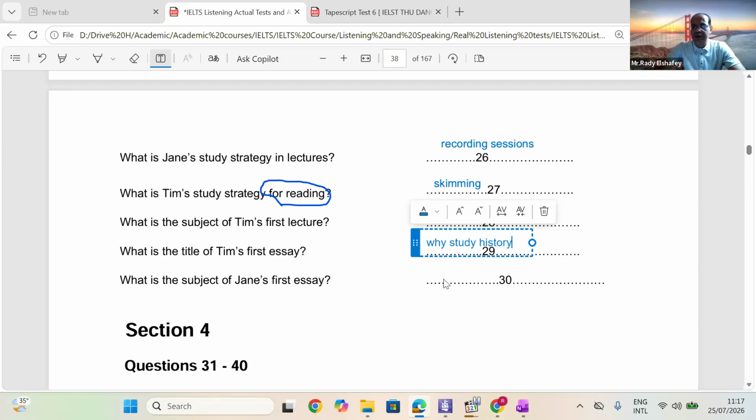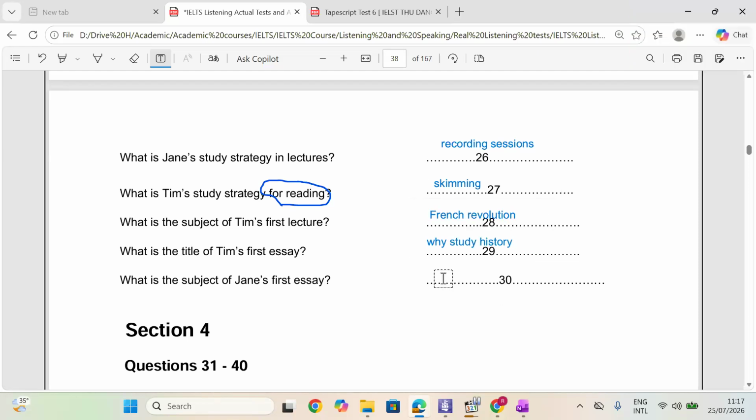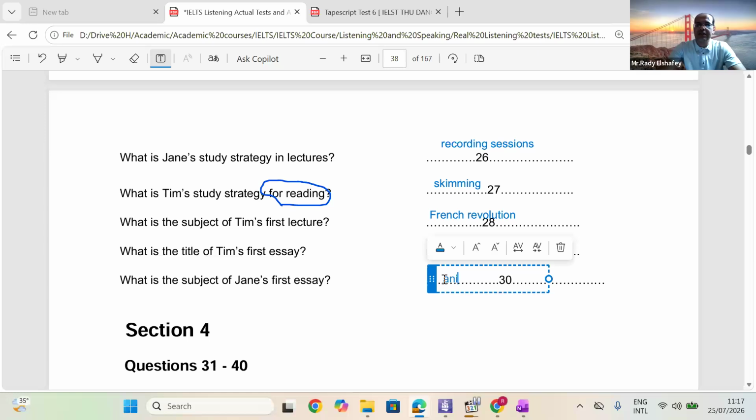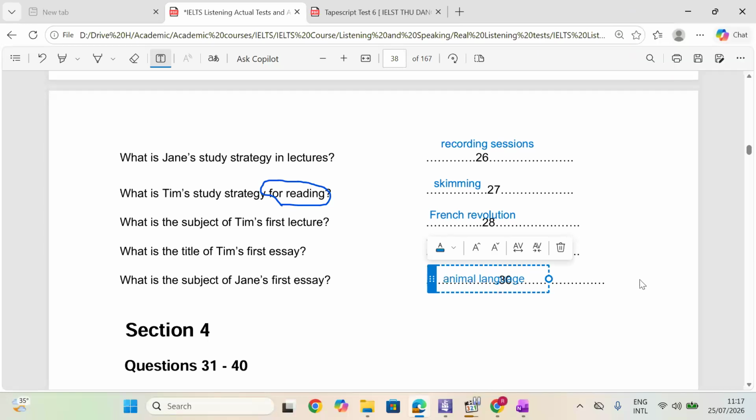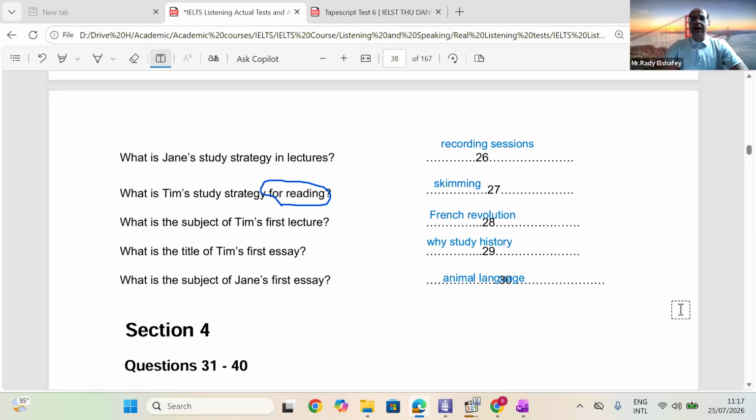For what about 30? Animal language. Animal language, yes. Oh, nice. Yes, good job. Okay, so now let's move to section 4.